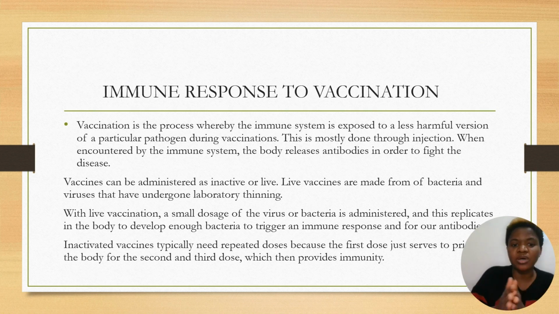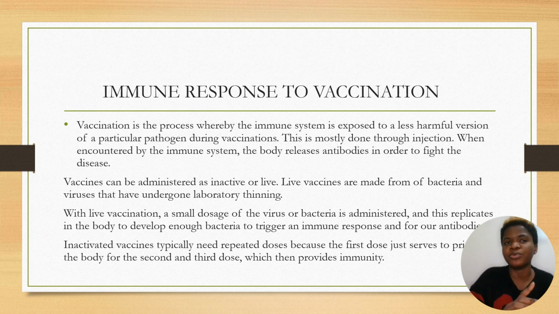So how does our body respond to vaccination? Speaking of vaccination, what is vaccination? It is a process whereby the immune system is exposed to a less harmful version of a particular pathogen. It is mostly done through injection. When encountered by the immune system, the body releases antibodies in order to fight the disease. Vaccines can be administered as inactive or as live. When it's inactive, sometimes you need to be injected 2 or 3 times for it to be active. But when it is live, you're injected once, and your body starts responding to it.